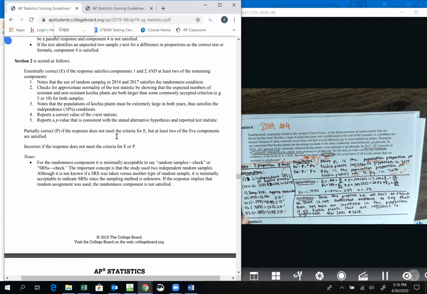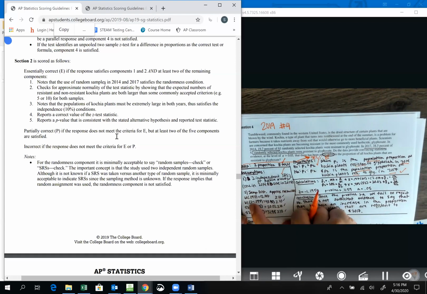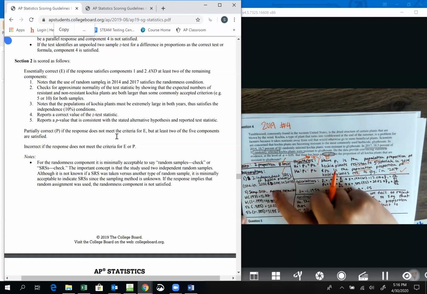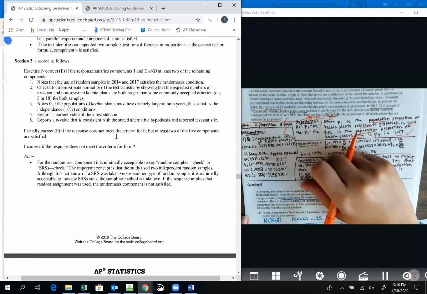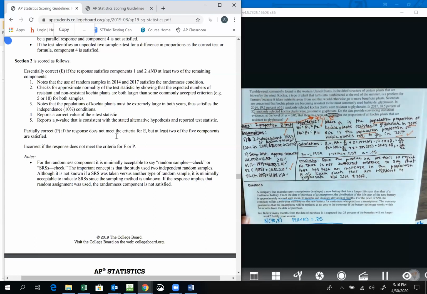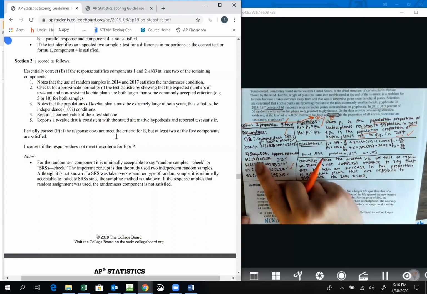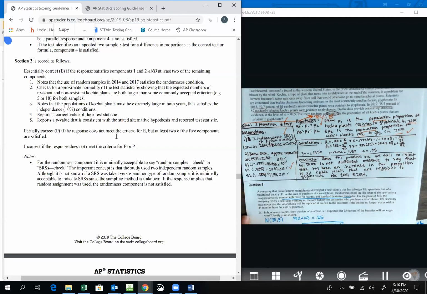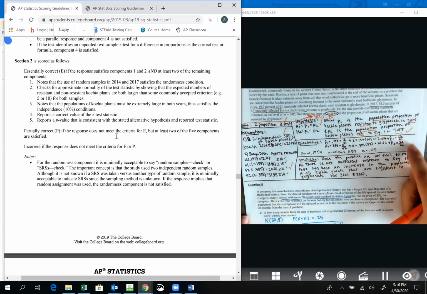Checks for approximate normality of the test statistic by showing the expected number of resistant and non-resistant cochia plants are both larger than some commonly accepted criterion, which means 5 or 10. So you should have done the n times p and the n times 1 minus p for both proportions, like so. And then you could have done greater than or equal to 5 or greater than or equal to 10. You also could have converted this to a fraction first. We had to convert it to a fraction for the calculations, but you could have converted it before you did the assumptions. That would have been totally fine. So if you had used the 17/61 and the 20/52, that works.